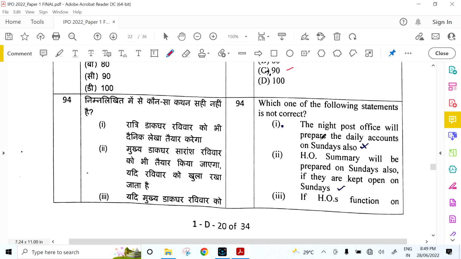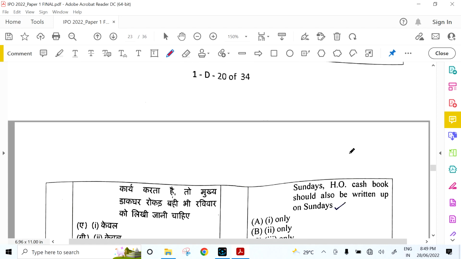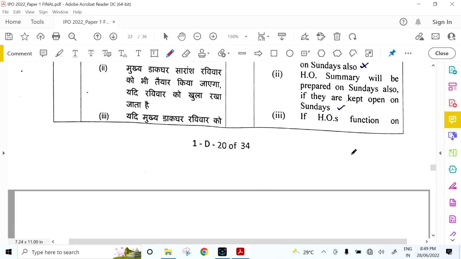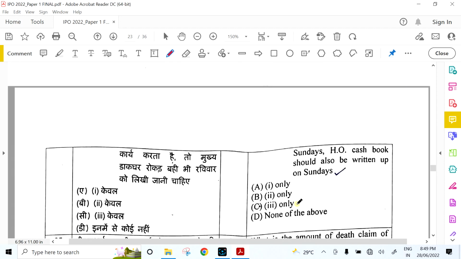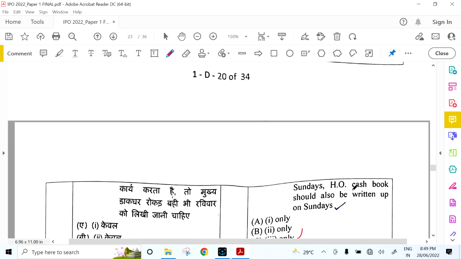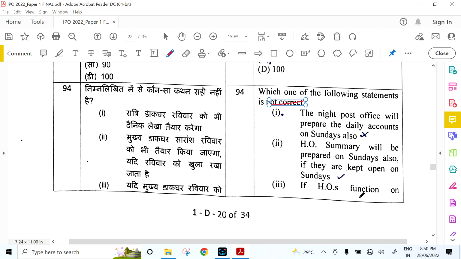Which of the following statements is not correct? The night post officer will prepare daily accounts on Sundays also. The HO summary will be prepared on Sundays also if they are kept open on Sundays. If HO's function on Sundays, HO cash book should also be written up on Sundays. The answer is 94. It is C. There, 3 only is not correct. That is, if HO's function on Sundays, HO cash book need not be written. Here it is given as should be written on Sundays also, but HO cash book need not be written. This question is from FHB volume 2, rule 99.